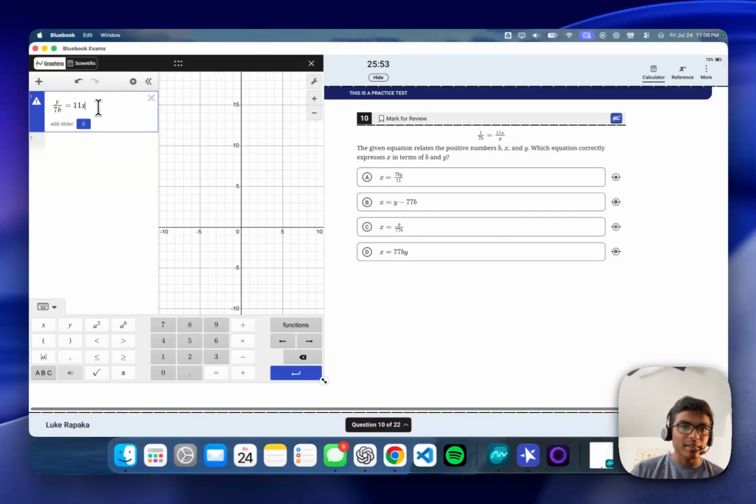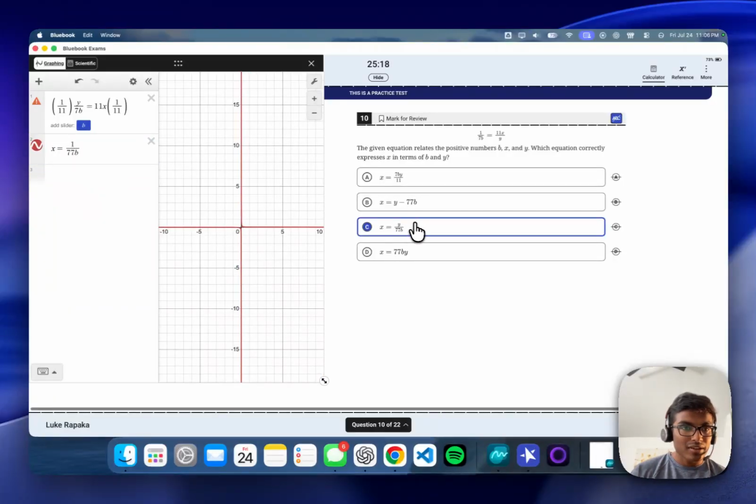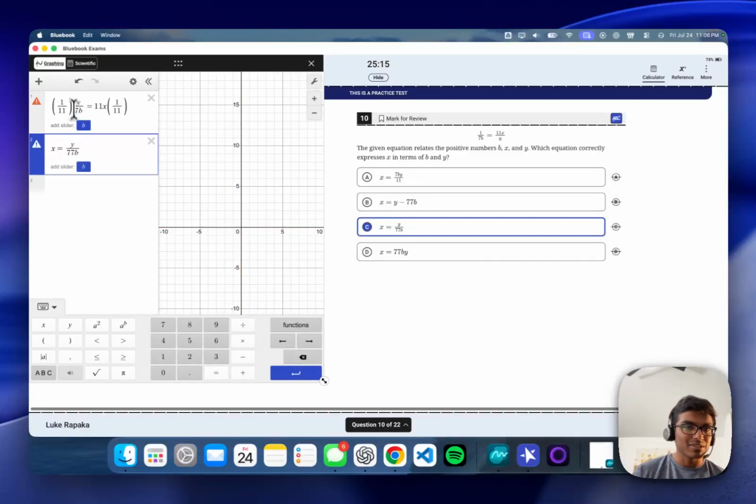Now I would multiply by 1/11 to cancel this out and get the x by itself. I do that to both sides, and essentially this side would cancel out, so it would be x equals 1/77b. And that would be our answer. Sorry, y equals 77b, because 1 times y. My fault. Okay, so y equals 77b.